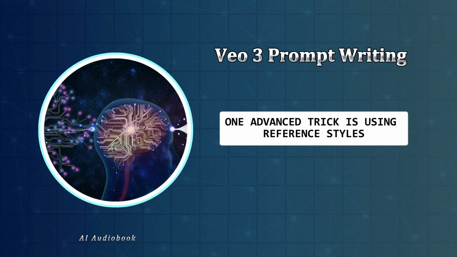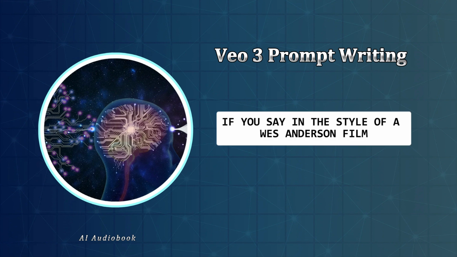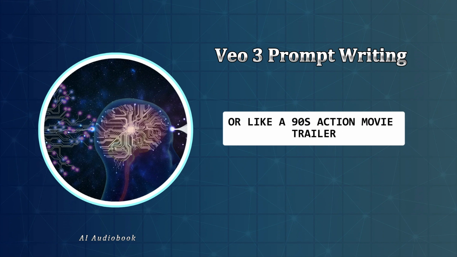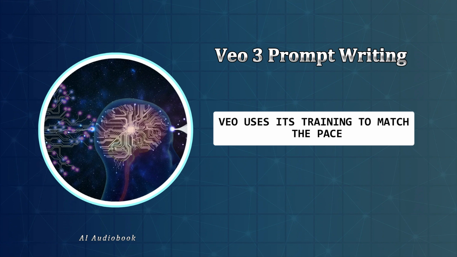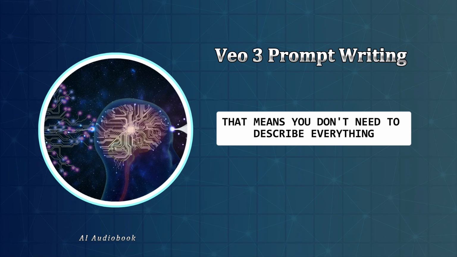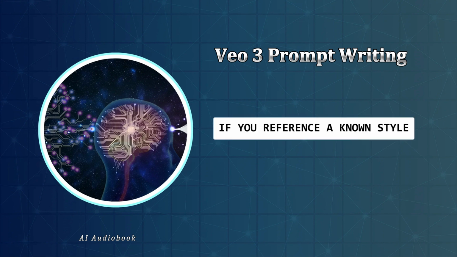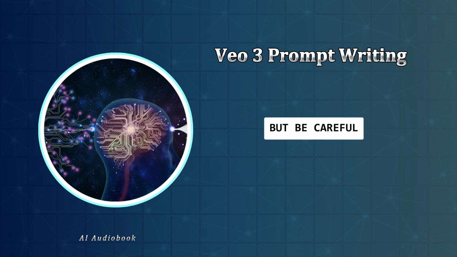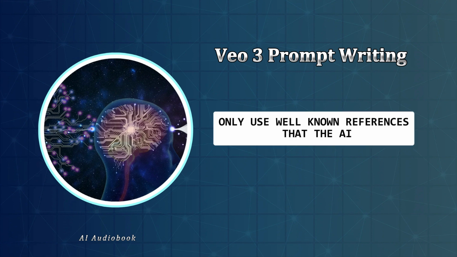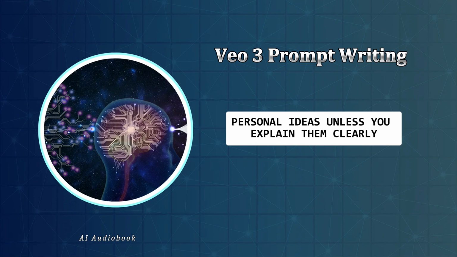One advanced trick is using reference styles. If you say in the style of a Wes Anderson film, or like a 90s action movie trailer, Veo uses its training to match the pace, color, and structure of those genres. That means you don't need to describe everything if you reference a known style. But be careful. Only use well-known references that the AI has likely seen. Don't rely on niche personal ideas unless you explain them clearly.